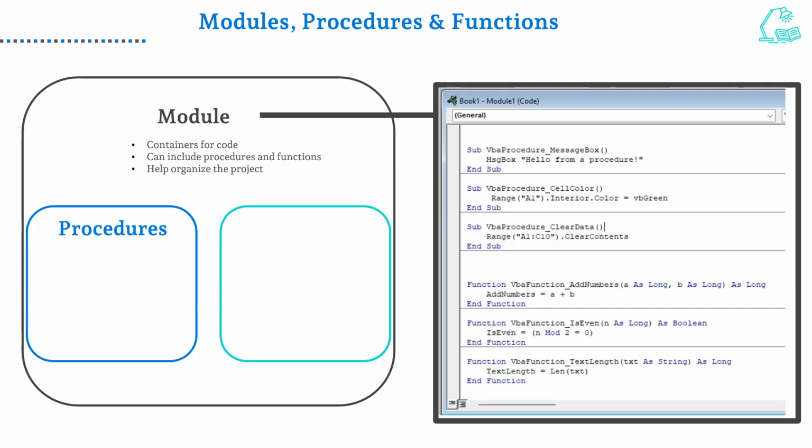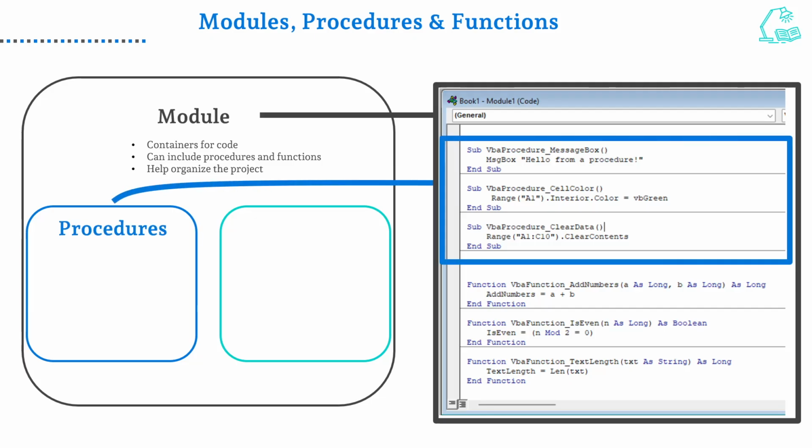Further down the image, we see the procedures highlighted with a blue frame. The first procedure displays the message "Hello from a procedure." The second changes the color of cell A1 to green, and the third clears the contents of the range A1 to C10, removing any data contained within that area. All three share a common characteristic. They perform a specific action, but do not return any value.